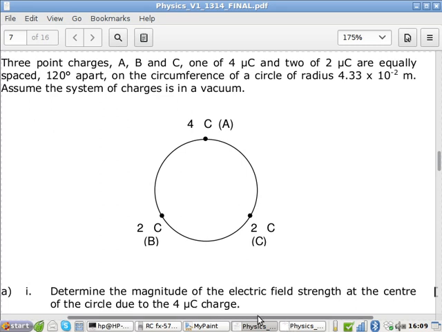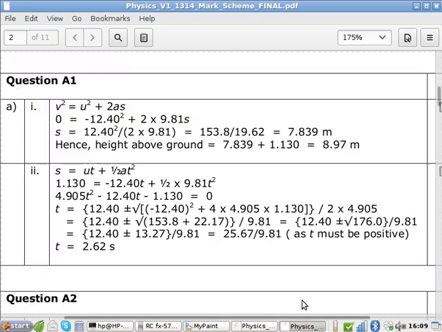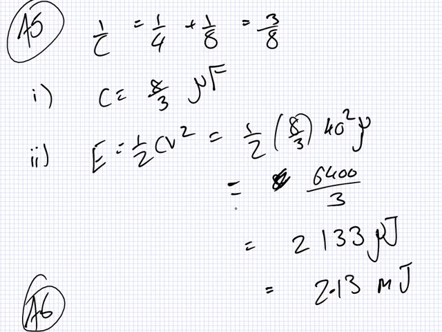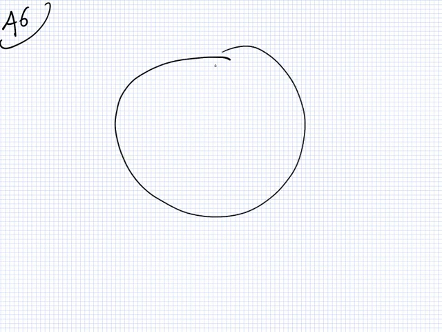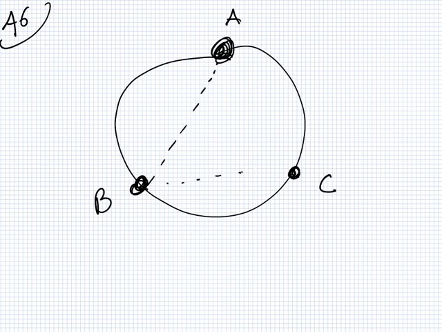Shall we do it now? Okay, so you'll have to give me the info here. For A6 here, there's a charge here, correct? And one here. This is A, this is B, and then there's a C here. Now these are equally spaced apart. We know the radius of this circle, don't we? What is it?